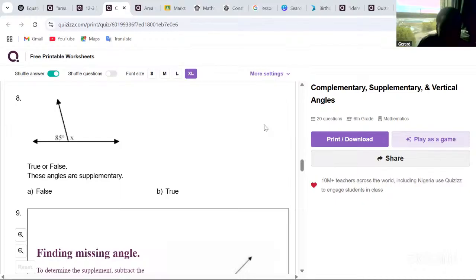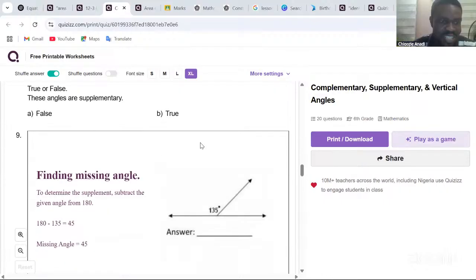Very good, you're correct. So Chimamanda, do you now understand what we need to do? You need to subtract x from 180, right? You need to subtract 85 from 180, rather. Yes, sir. Okay, very good.